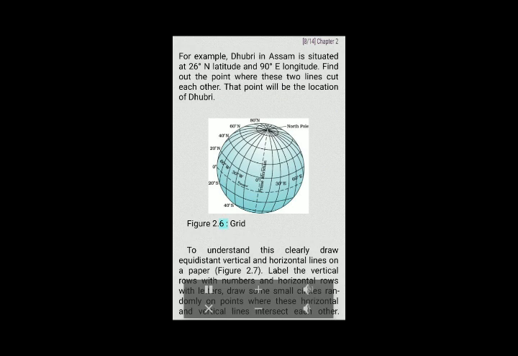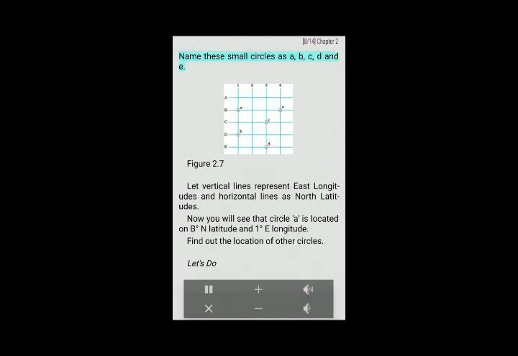Figure 2.6. Grid. To understand this clearly, draw equidistant vertical and horizontal lines on a paper, Figure 2.7. Label the vertical rows with numbers and horizontal rows with letters. Draw some small circles randomly on points where these horizontal and vertical lines intersect each other. Name these small circles as A, B, C, D, and E. Figure 2.7. Let vertical lines represent east longitudes and horizontal lines north latitudes. Now you will see that circle A is located on 1 degree east longitude. Find out the location of other circles.